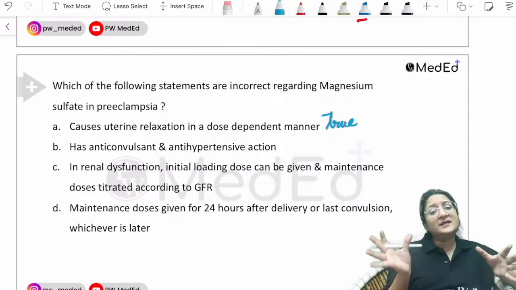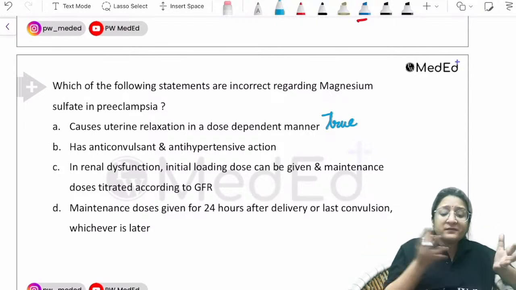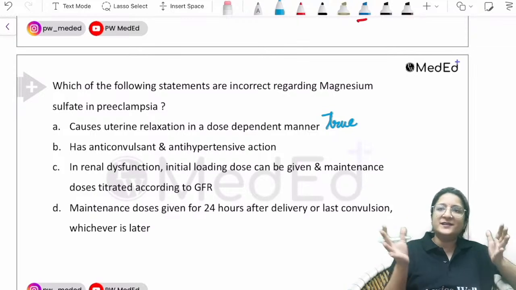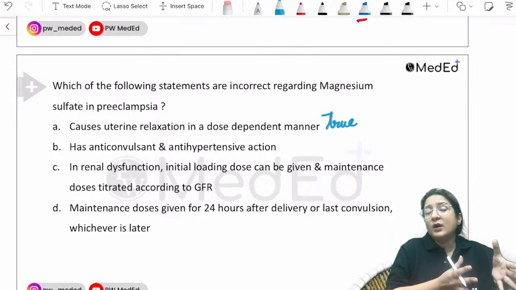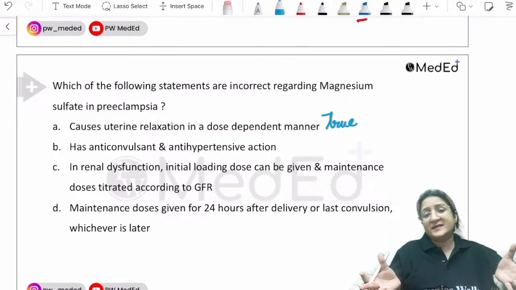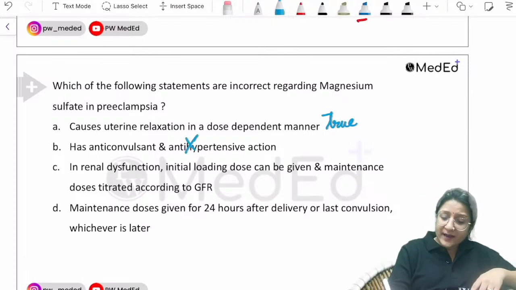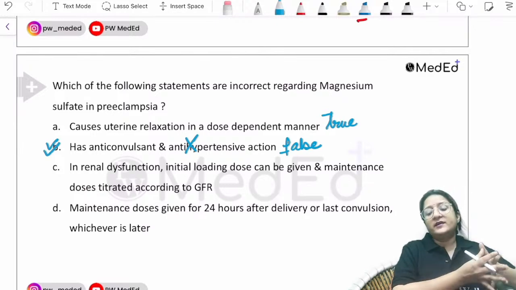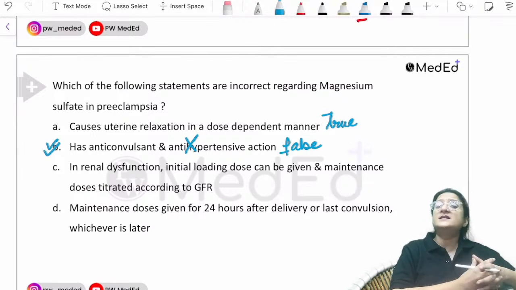It has anticonvulsant and antihypertensive action. You don't even need to look at the other options. It is a centrally acting anticonvulsant, that's true, but it is not an antihypertensive drug. So it does not have antihypertensive action. This is a false statement. So which of the following statements are incorrect? Option number B is incorrect.